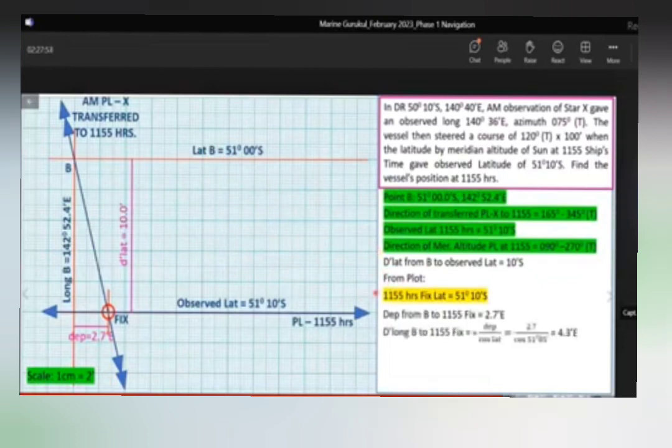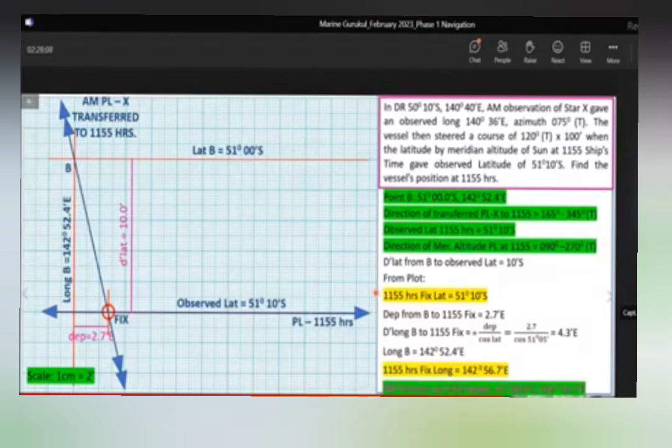We can convert the departure of 2.7 minutes into D long, apply it to the longitude of B, and what we get is the longitude of the fix. And this way we are able to get the 11:55 coordinates for the vessel, which happen to be 51 degrees 10 minutes south, 142 degrees 56.7 minutes east.